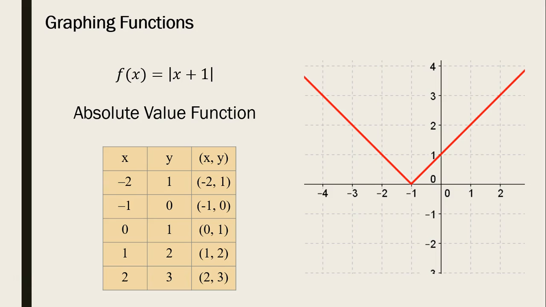If you don't remember that, that's fine. Make a table of values. Just be aware that since it's an absolute value function, you expect that V shape. And until you see the V shape happening when you graph your points, you probably don't have enough points in your table in order to complete your graph. So get enough points so that you can see the V and then connect the points to make that V.